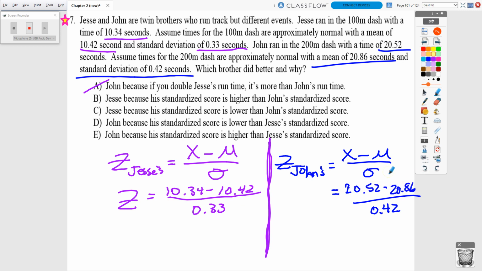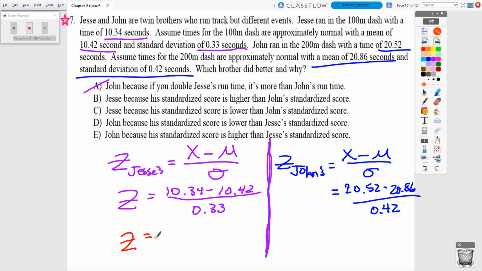So here is where you could try to just look at it and go, well, if one brother ran over the mean and one brother ran under the mean, well, then you know clearly who did better, right? Because one was faster on average and the other one was slower on average. But both of these brothers were faster than average. So now we're going to need to grab a calculator and do some calculations here.